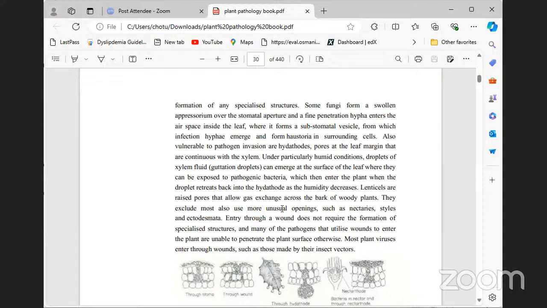Lenticels are also raised pores that allow gaseous exchange across the bark of woody plants. They are also used as openings, along with unusual openings such as nectars, style, and stigma.